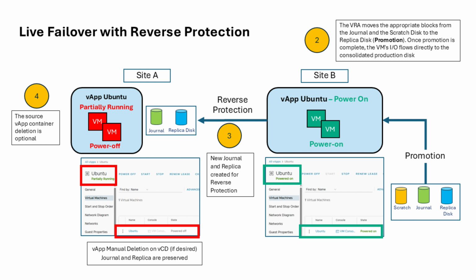At the former production site, journal and replica disks have been created for reverse protection. Zerto reuses the former production VM disks at the original site as preseeded replica disks. Instead of copying everything from scratch, it only synchronizes the changed blocks between the original disks and the current state of the promoted recovery disks, dramatically reducing synchronization time and bandwidth consumption. In addition, the former production vApp remains available to the operations team. If desired, it can be manually deleted.